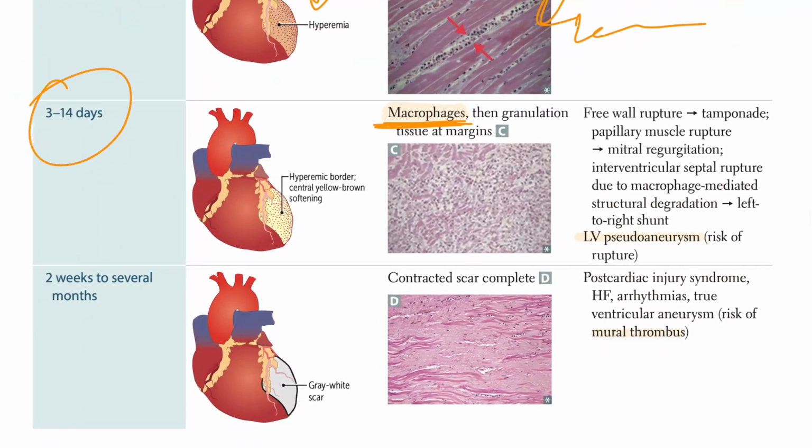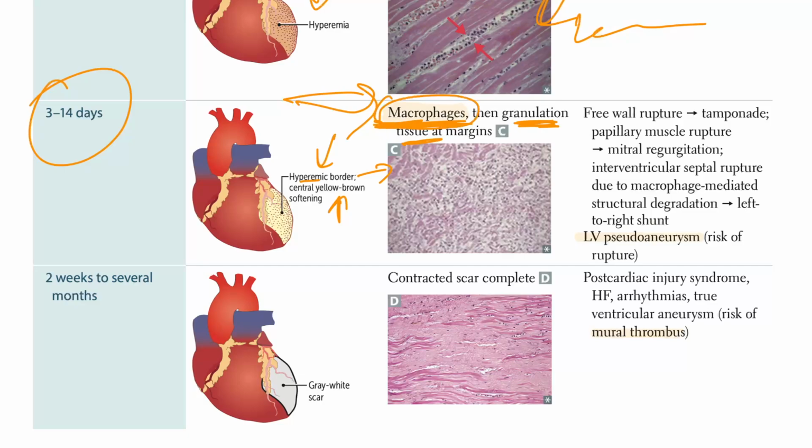What do we see in 3 to 14 days? The macrophages, the big guns, right? The big guns arrive by 3 to 14 days. Okay. Now the borders become hyperemic, with central yellow-brown softening seen. Well, this is not that important, but macrophages will come and they will start the granulation tissue at the margins. Picture C. So granulation tissue will start.